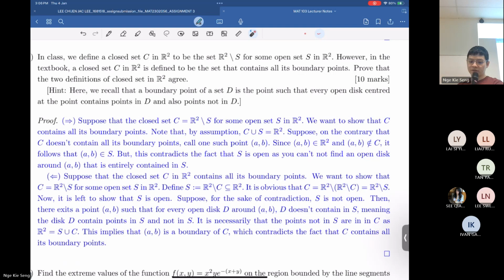There's no disc around this point such that it is contained in the open set. But you tell me that this point is in X, and X is in an open set. Open set means what? Every point in the open set, you can find a disc such that it completely lies in the open set. But this one you cannot, because it's a boundary point of C. So this point has to lie inside C, so C will contain all the boundary points.